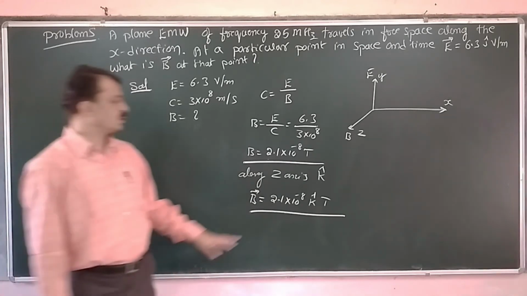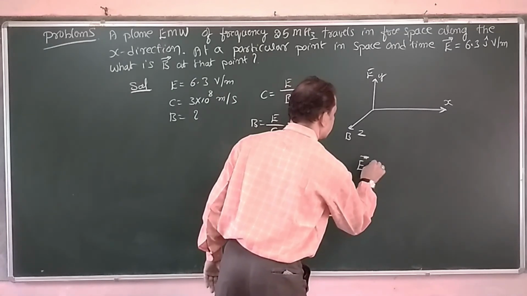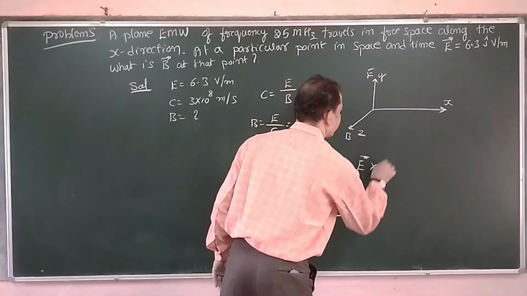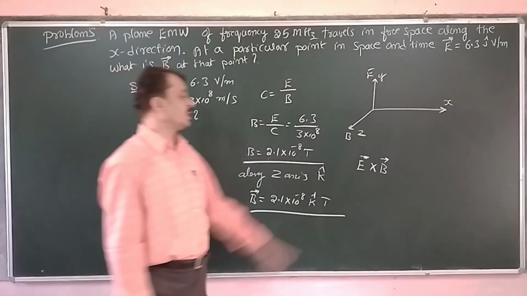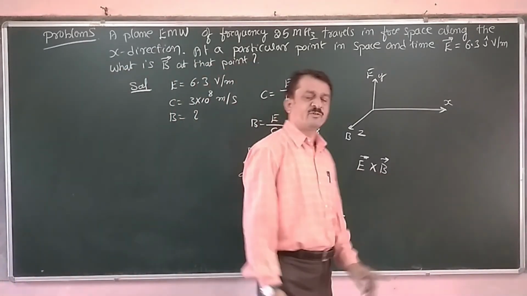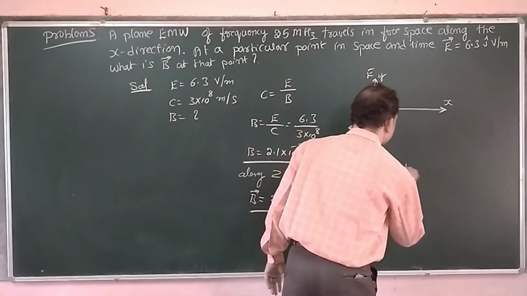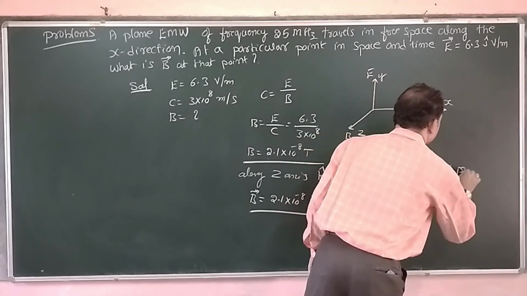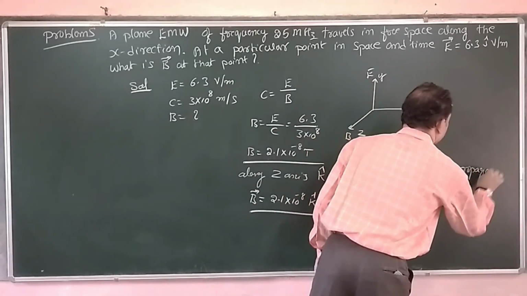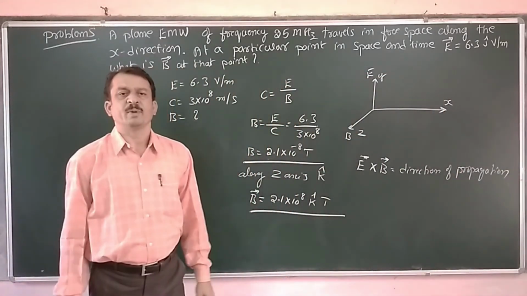And one more thing you should remember: the electric field vector cross product with the magnetic field vector gives the direction of propagation. This simple thing you should remember.